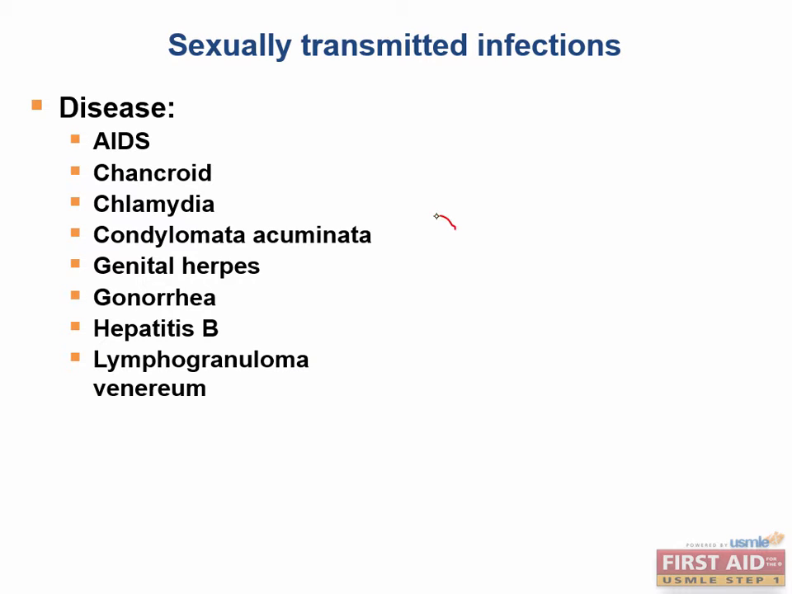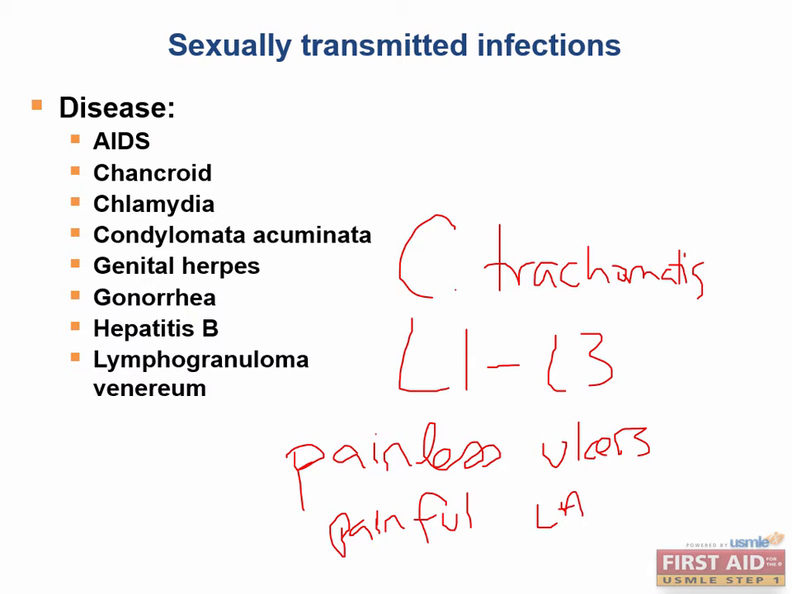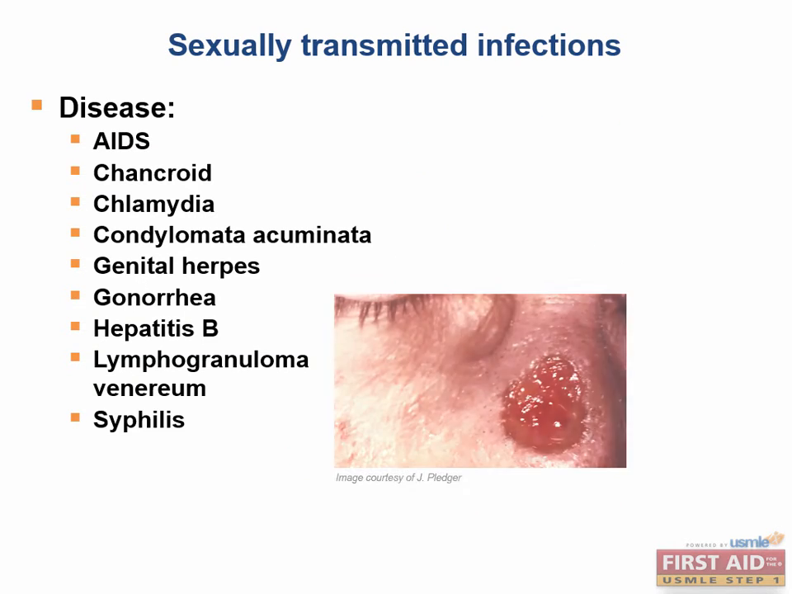It is caused by our friend Chlamydia trachomatis, but specifically the serotypes L1 through L3. This classically presents with painless genital ulcers with painful lymphadenopathy. It can also cause rectal strictures. Syphilis is caused by Treponema pallidum. The syphilis infection is broken up into 3 stages.